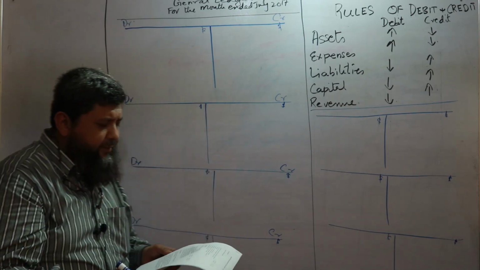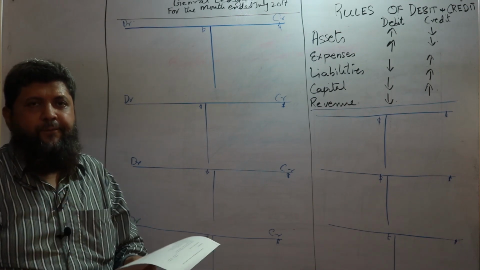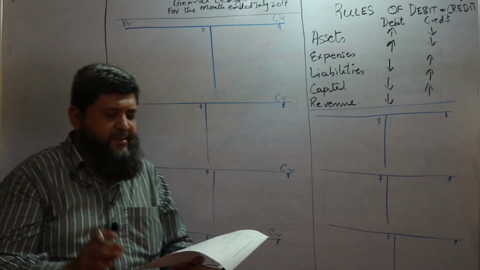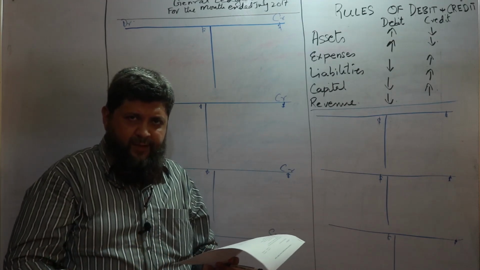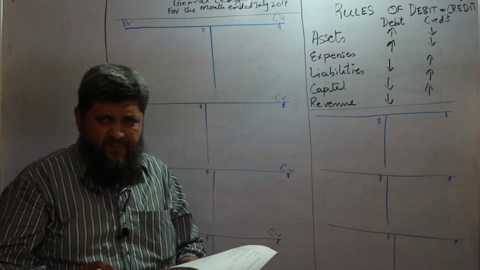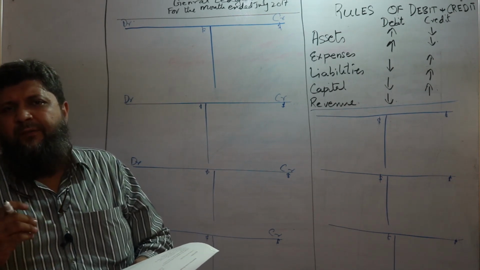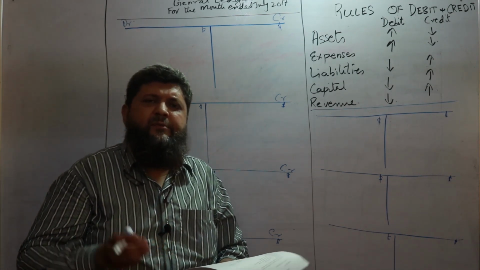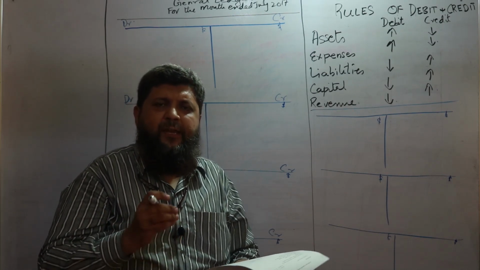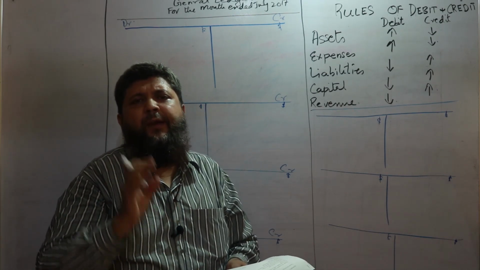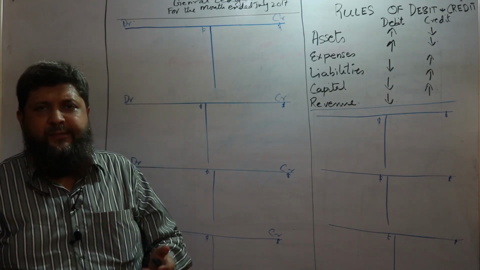Now look at transaction number 1 of 1st July 2017. It says started business with 15,000 in the bank. Murray has $15,000 in the bank. He has $15,000 with him. He decided to invest and start a business. When he planned to invest, he invested in the business by keeping this 15,000 in the bank account. We have already learned that bank is an asset of business.